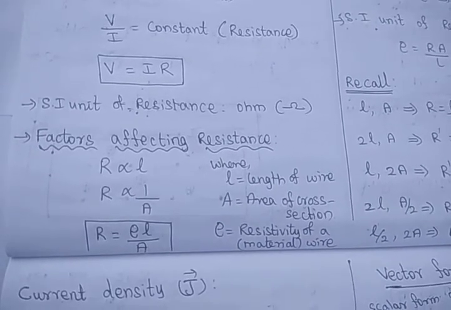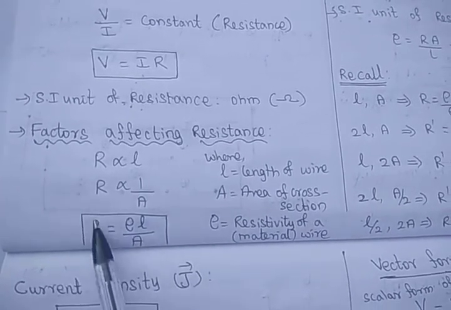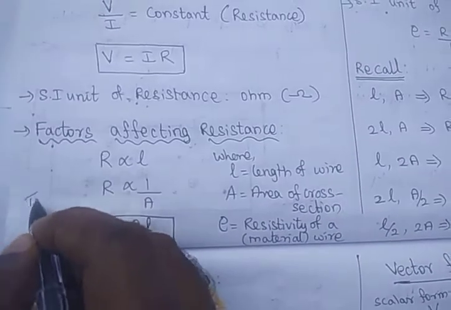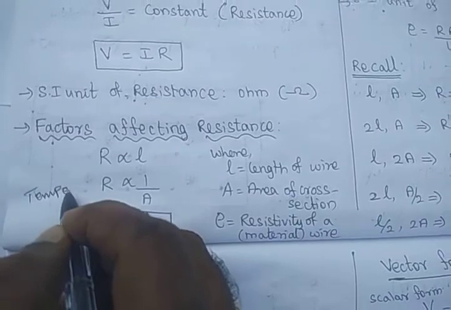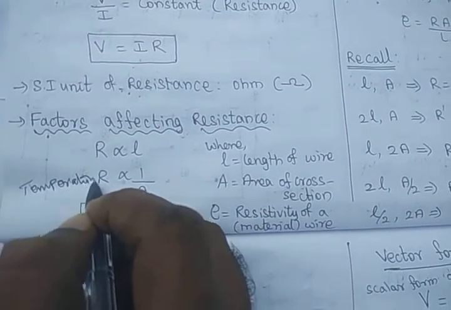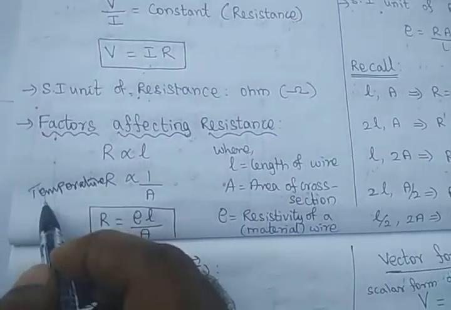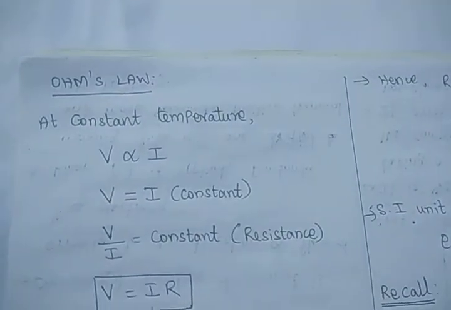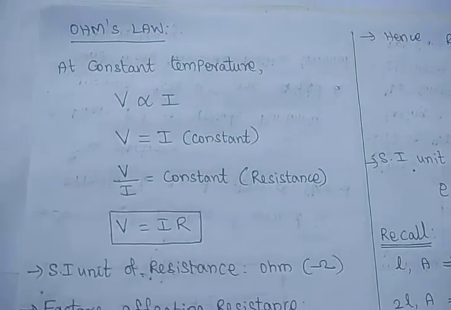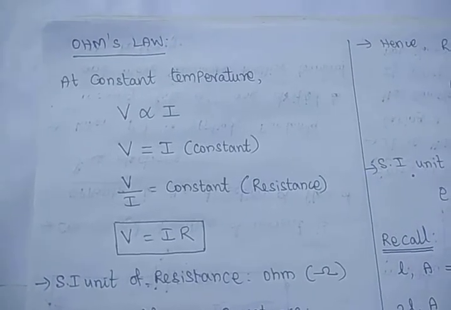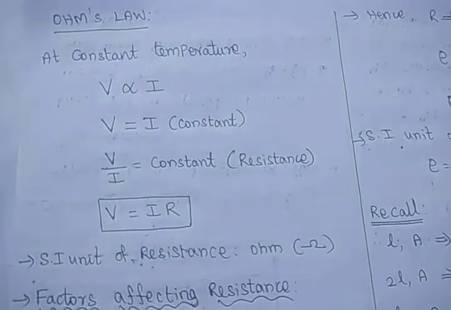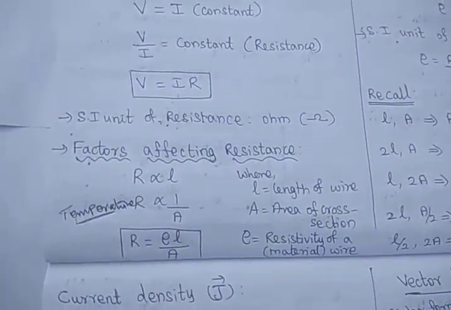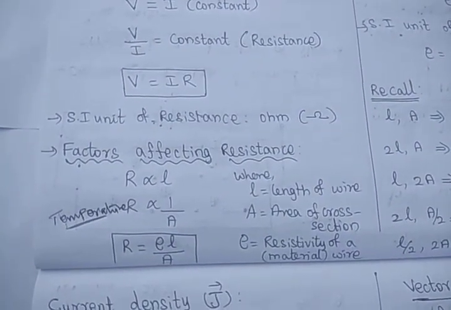So there are 4 factors affecting resistance. The resistance depends upon rho, L and A, and also it depends upon the temperature. So we should keep the temperature constant. That's why Ohm said that at a constant temperature only this law will be obeyed. If the temperature changes, resistance will vary. That's why we include temperature also in the factors affecting the resistance.